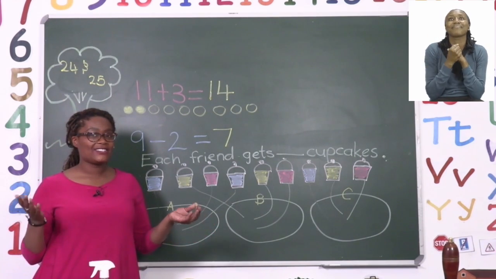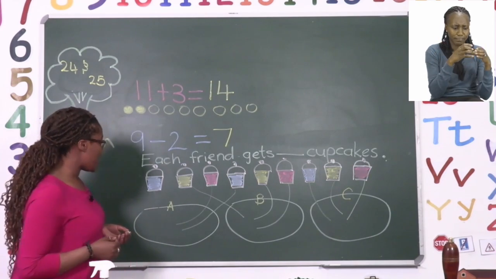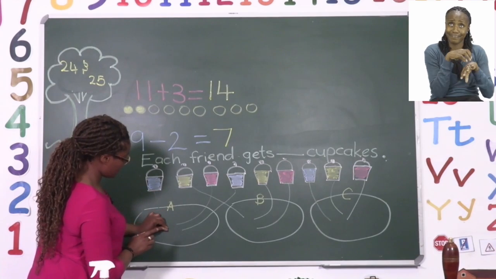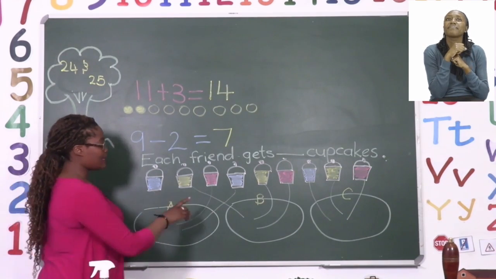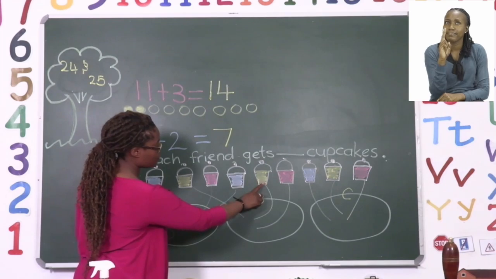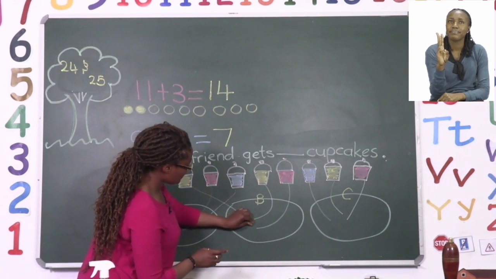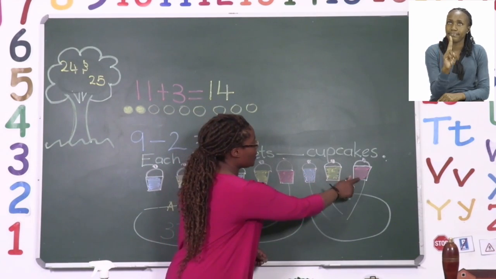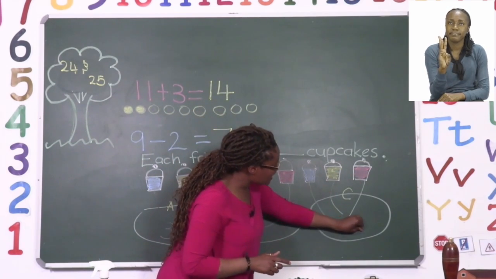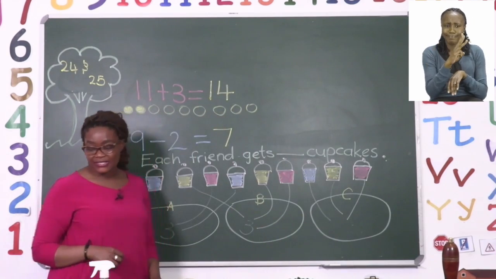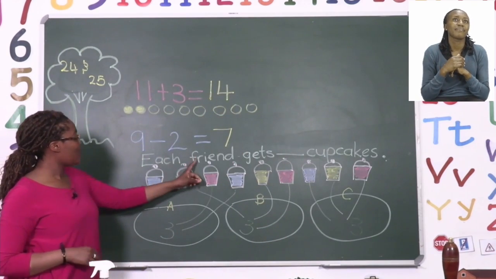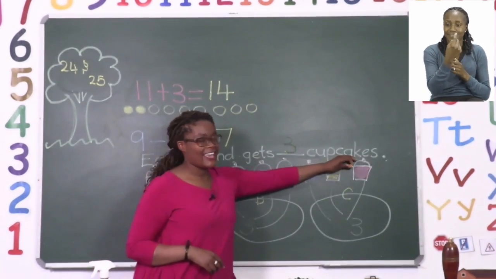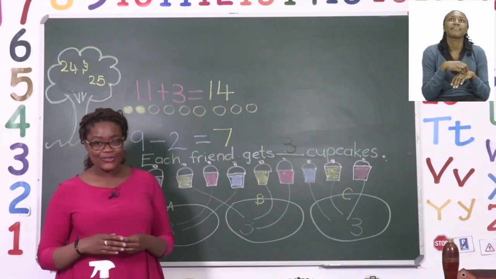So now we need to count how many each of them have. A has 1, 2, 3 cupcakes. B has 1, 2, 3 cupcakes. C has 1, 2, 3 cupcakes. So that means, boys and girls, that each friend gets 3 cupcakes. Well done if you knew the answer.